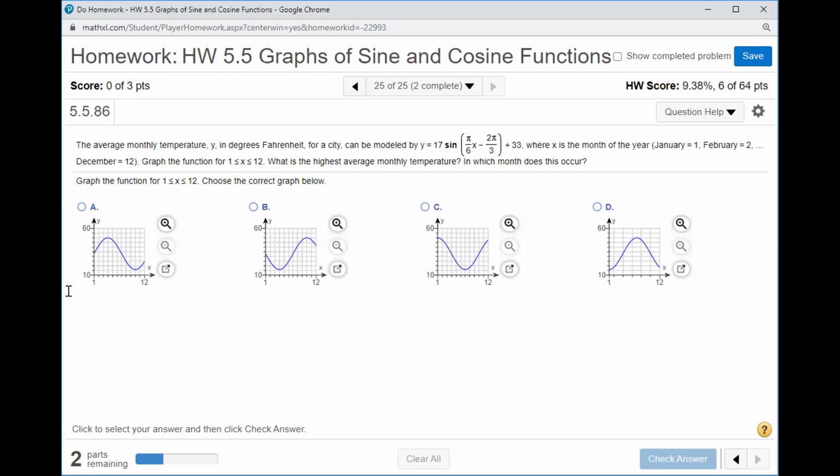It starts at 33. So for this, I'm going to use my graphing calculator and graph it, to compare which of these 4 would be the actual graph. So let's head on over and graph this.